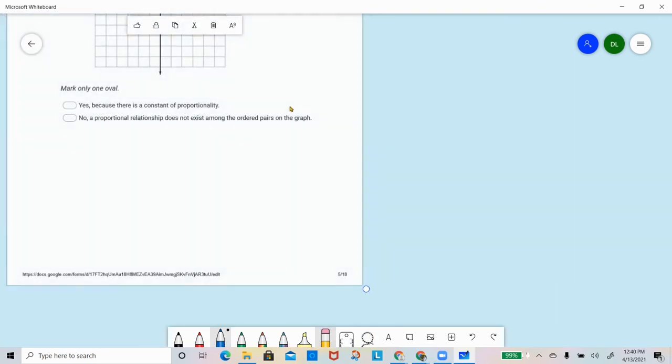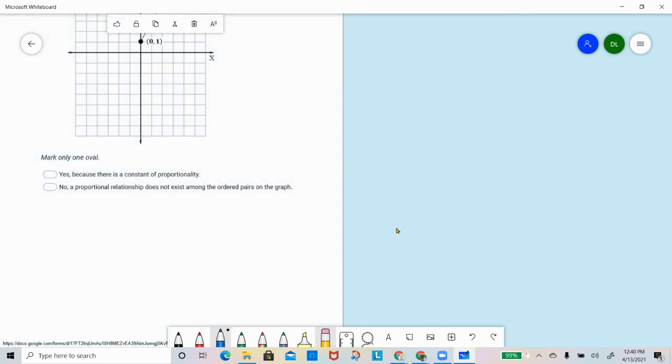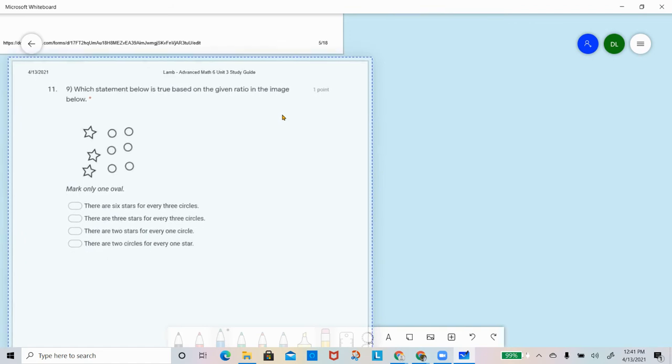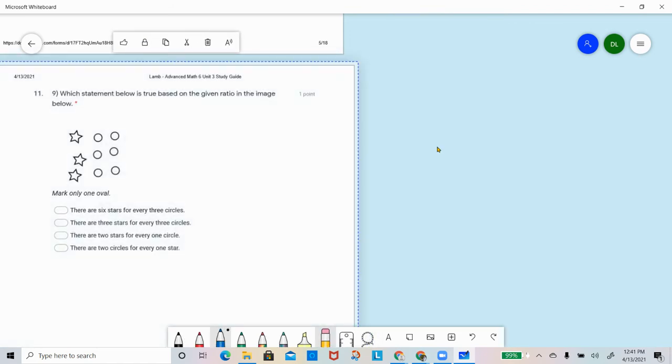So now that was number 8. Oh no, I pulled the thing instead of the page. So now we're going to have to get to question number 9. Oh my goodness, I messed everything up, but that's okay. It says, which statement below is true based on the given ratio? Well, first off, we have to look at the given ratio in the image. Well, this image has 3 stars for every 6 circles. This one says there are 6 stars for every 3 circles. That's not true. There's only 3 stars. Okay, there are 3 stars for every 3 circles.